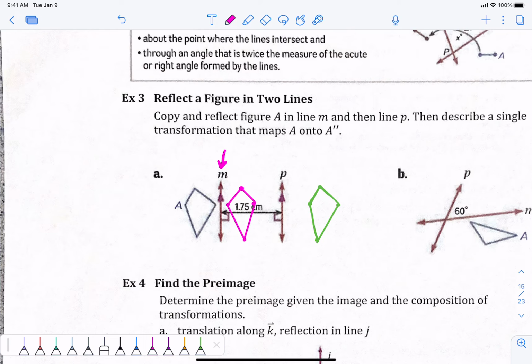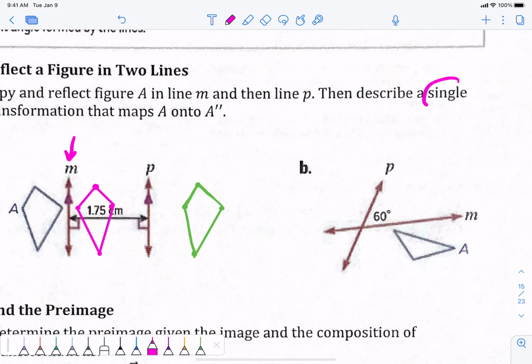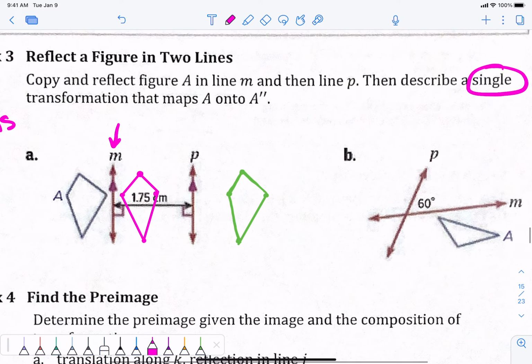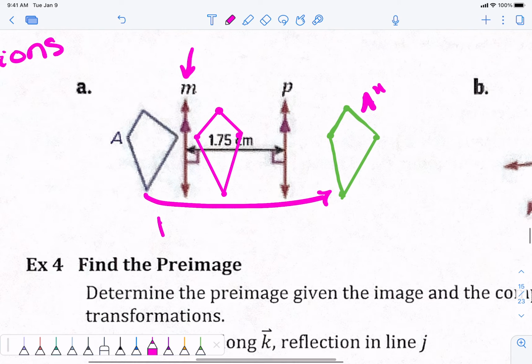Now, in this problem, we did two reflections. We've reflected him and then reflected him again. But they are saying then describe a single transformation that maps the first one onto the second one. This is my A double prime. This is my second image. So what could I have done to go straight from here to here rather than flipping him and flipping him again? I could have done one translation.